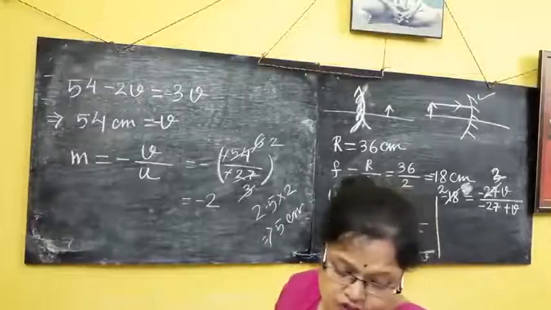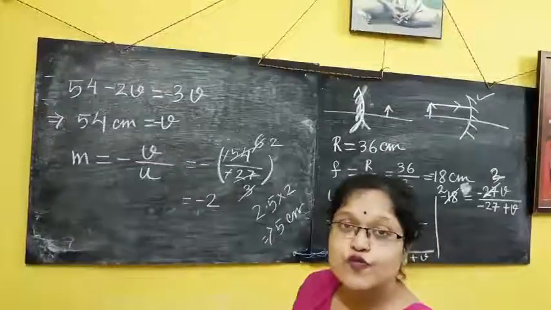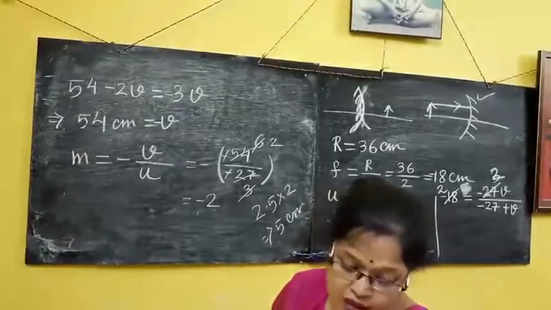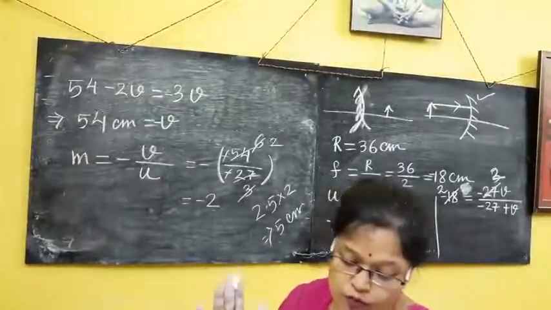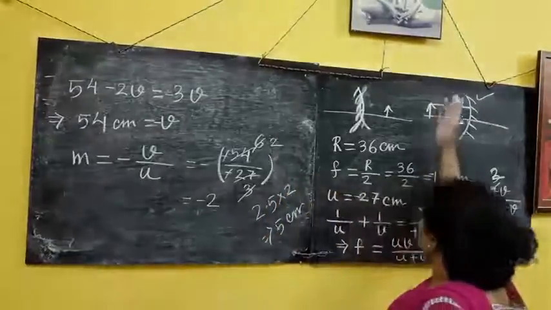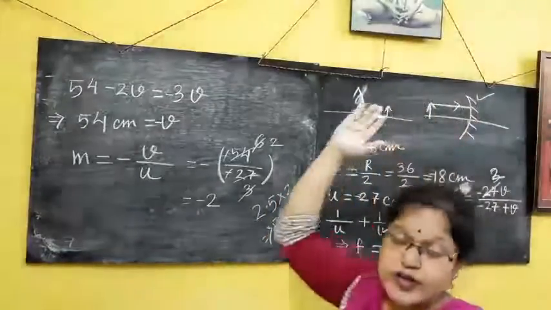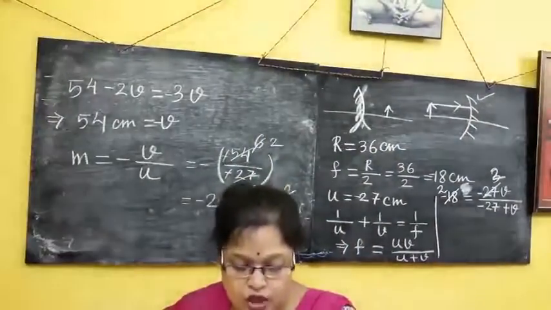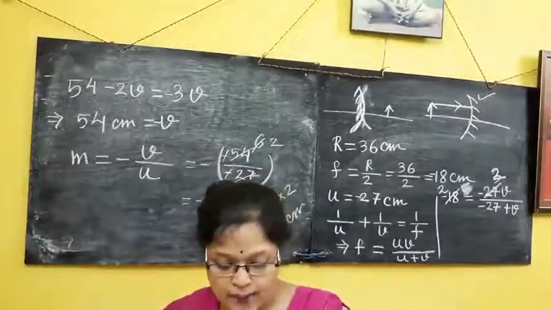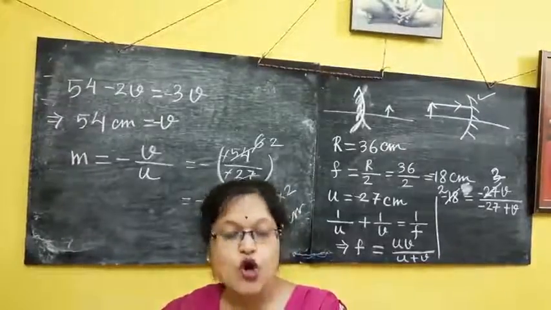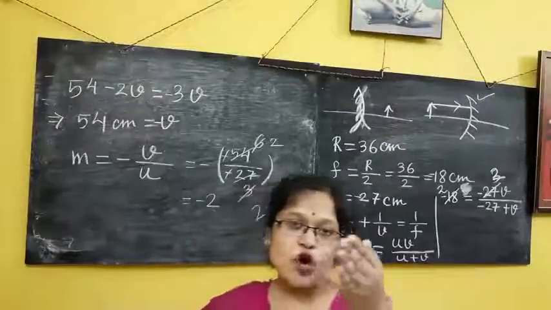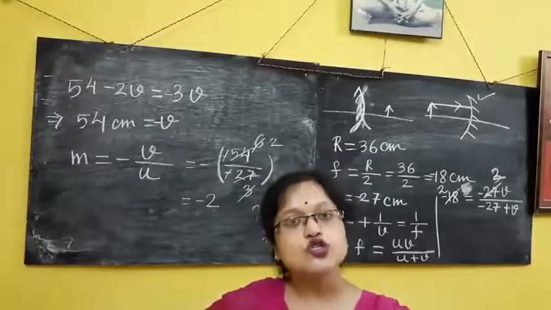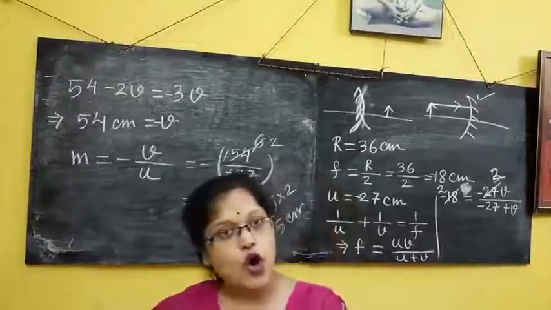Done. Now the next question is, if the object is moving closer. If the candle moves closer, slowly it is moving towards what? Towards the radius of curvature, then towards the focal length. So what will happen? The screen of the image also moves further, because as the object moves closer, the image also changes position. So I need to move the screen also.